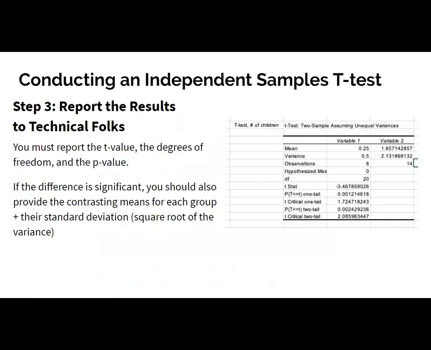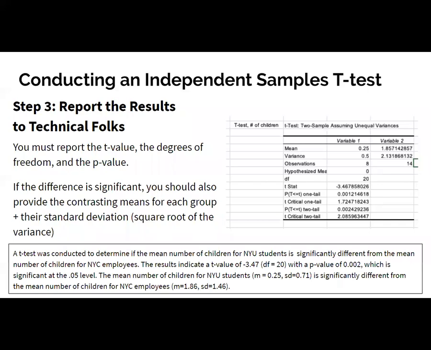This next slide goes over how you report. If you're reporting to a statistically savvy audience, what you have to report are the t-value, the degrees of freedom, that's the DF, and the p-value. If the difference is significant, you should also provide the contrasting means for each of the groups and their standard deviation, which is the square root of the variance. So the variance is the standard deviation squared. So what that looks like is this.